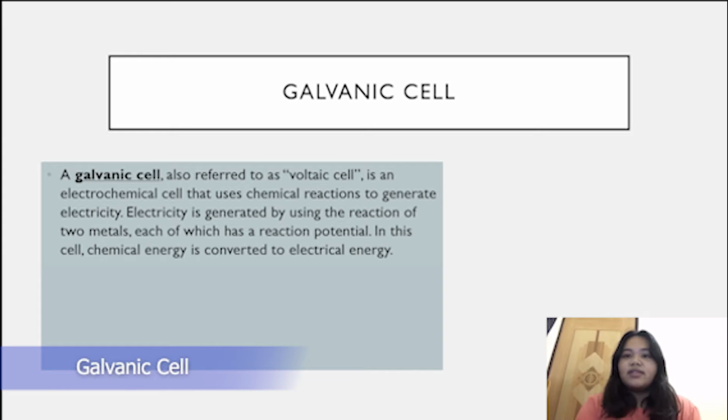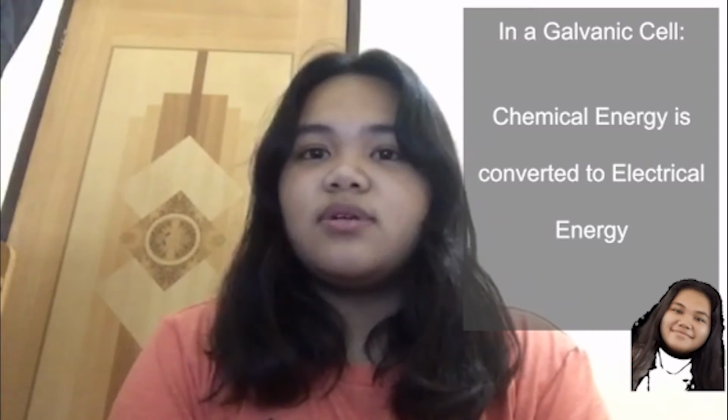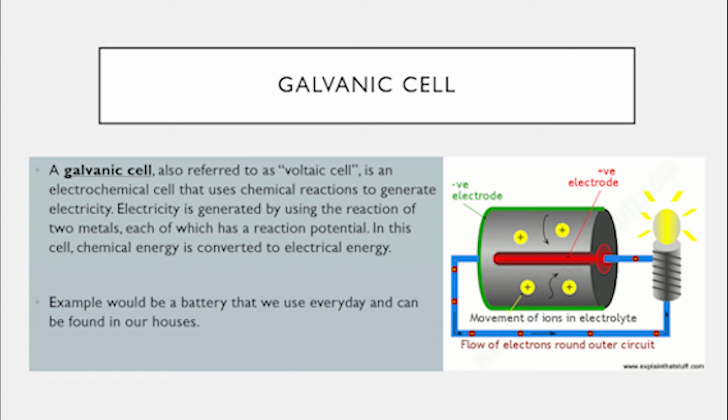Galvanic cell. A galvanic cell, also referred to as a voltaic cell, is an electrochemical cell that uses chemical reactions to generate electricity. In this cell, chemical energy is converted to electrical energy. In the illustration of a battery, you can see two electrodes, as well as the movement of the electrons that causes the light bulb to light up.